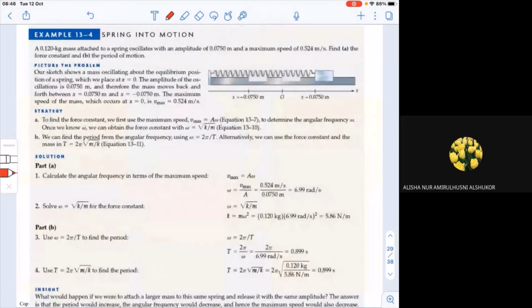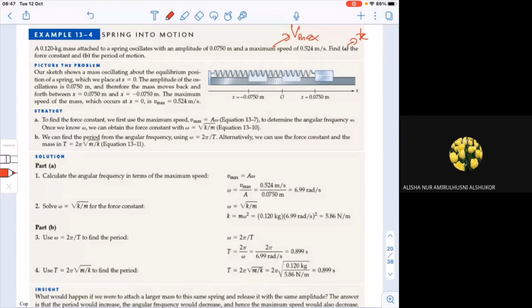Alright, so look at these examples. A 0.12 kilogram mass attached to a spring oscillates with an amplitude of 0.075 meters and a maximum speed. Remember, this is v max, maximum speed, 0.524 meters per second. Part A is to find the force constant k, and part B is to find the period of motion.